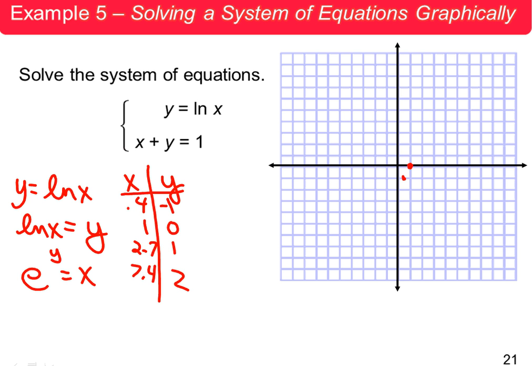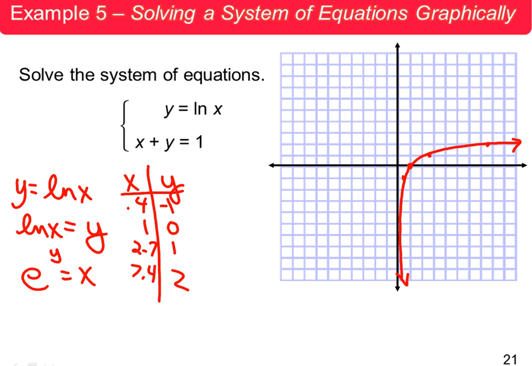1, 0, right there. 2.7, here's 2, 2.7, comma 1, might be about there. And 1, 2, 3, 4, 5, 6, 7.4, comma 2. And so then this, I am going to try that again. This one should go like that. Ooh, not bad, in my own personal opinion.